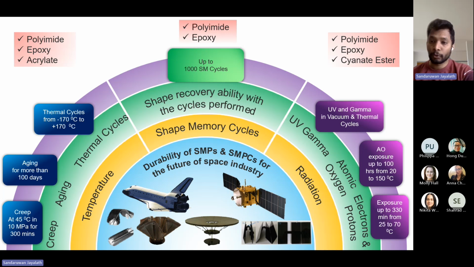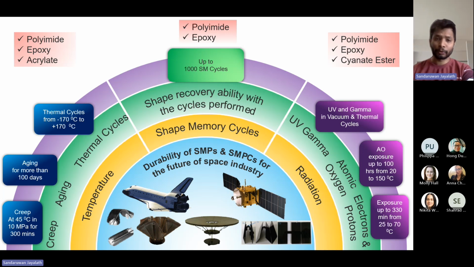When it comes to the first thing, the shape memory polymer durability study, we have gone through multiple literatures, and different exposures and different durability tests regarding temperature, creep, aging, thermal cycles, and shape memory cycles, and also radiation and irradiation. That means electromagnetic radiation like UV and gamma, and also irradiation from charged particles like atomic oxygen, mostly in the LEO environment. LEO means lower Earth orbit, if you missed the slide. And also exposure to electrons and protons.